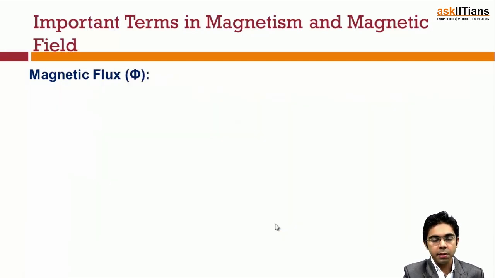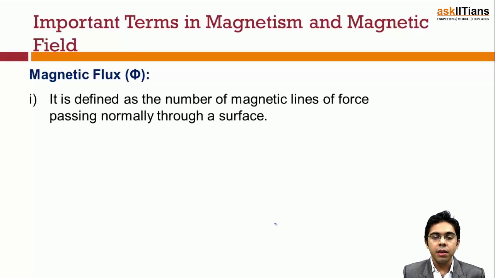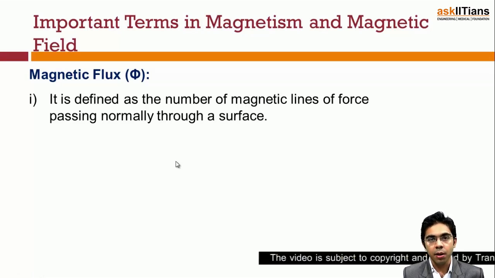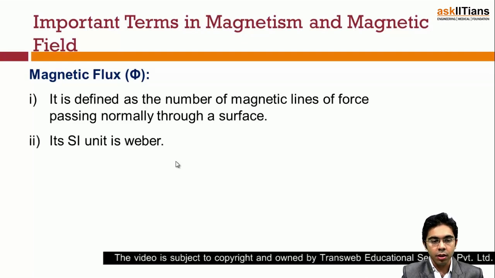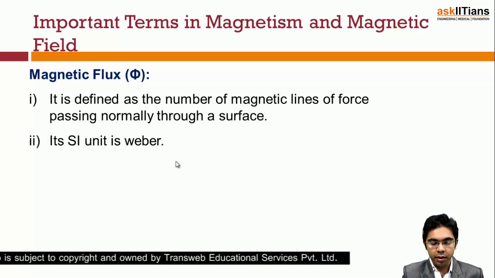Now next comes the magnetic flux, phi. It is defined as the number of magnetic lines of force passing normally through a surface. In the magnetic field we considered a unit surface area, but in the definition of magnetic flux we don't consider unit area; we consider the complete area. Its SI unit is Weber.